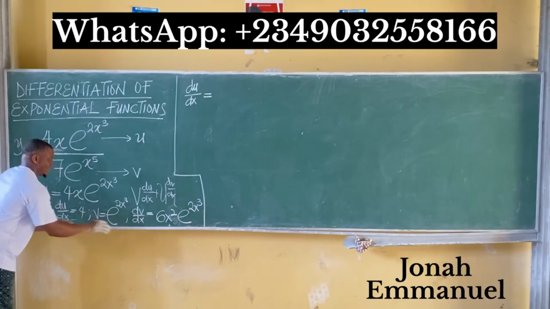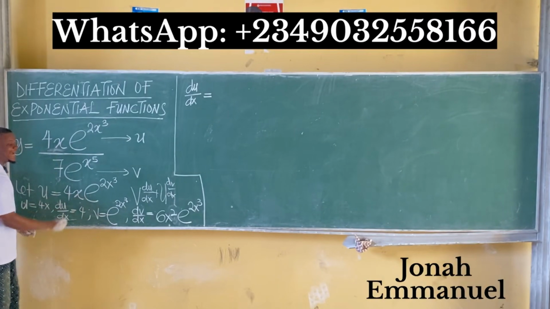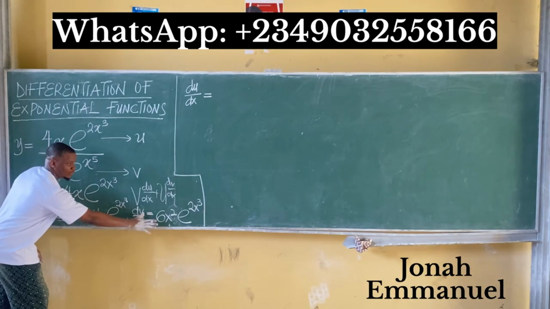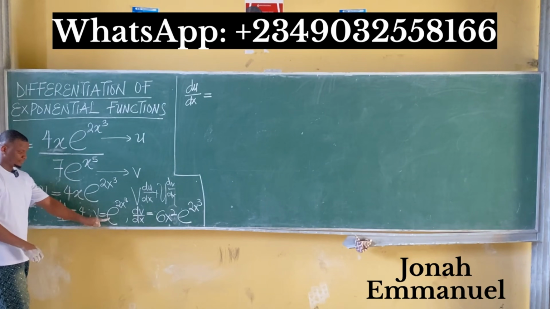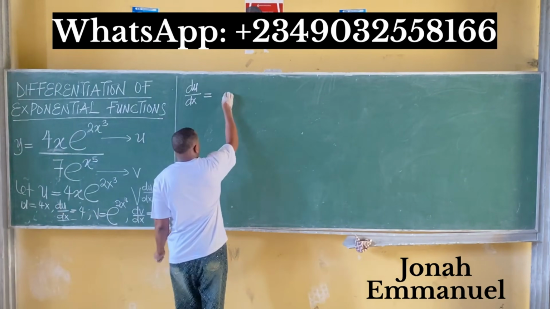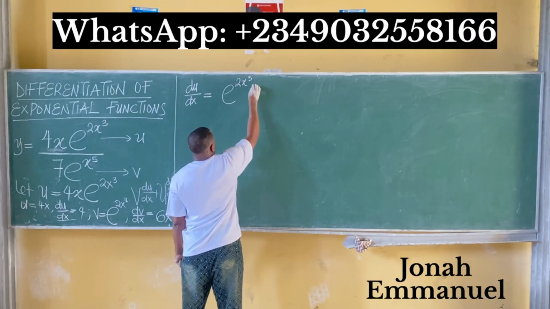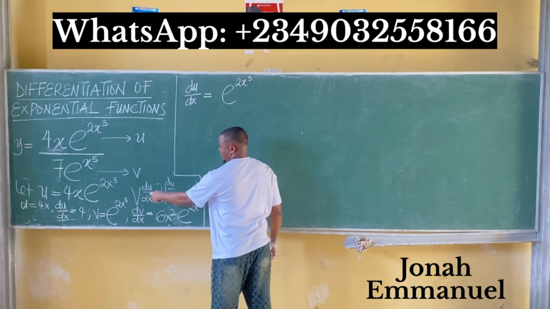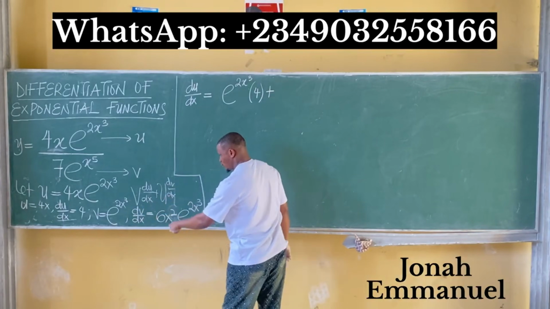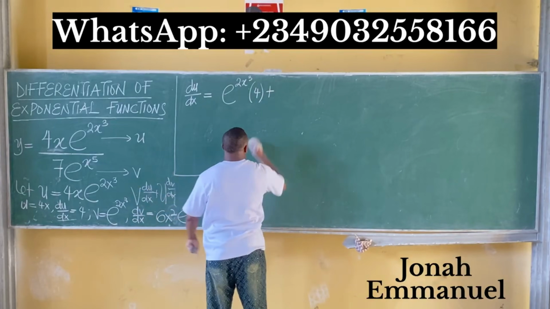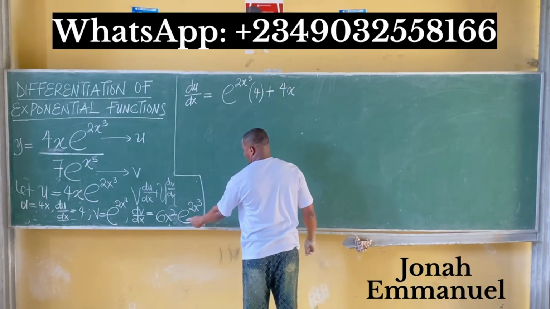Now, keep this one aside. Here's the main question. To get du/dx here, we'll have to use product rule, and I have helped you lay the foundation. So the first thing, it will be equal to v, product rule. What's v? Exponential 2x cubed. This is v. v du/dx. What's du/dx? 4. Plus u. What's u? 4x into dv/dx. What's dv/dx?